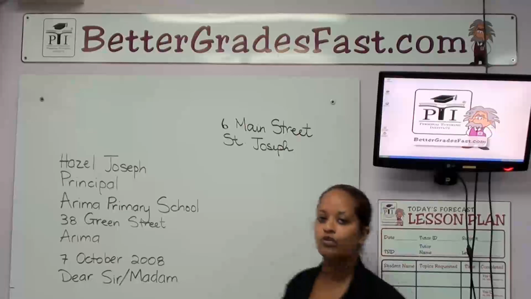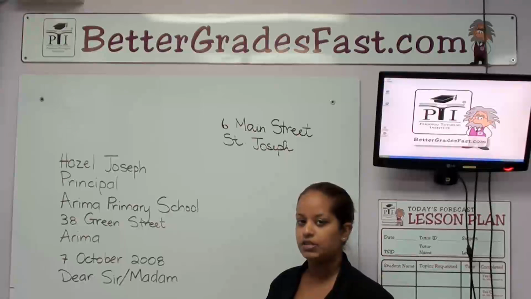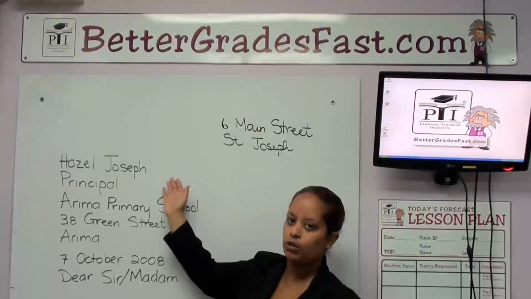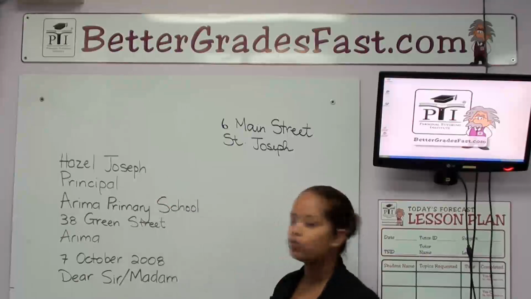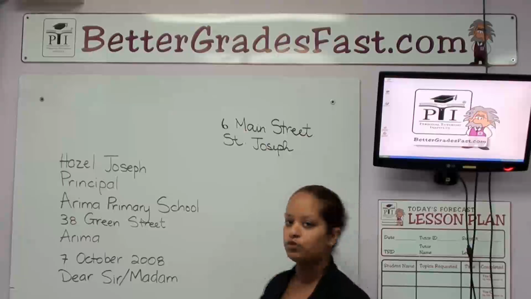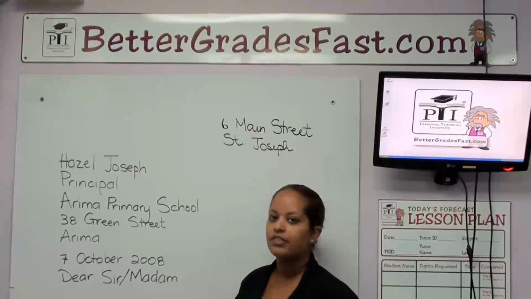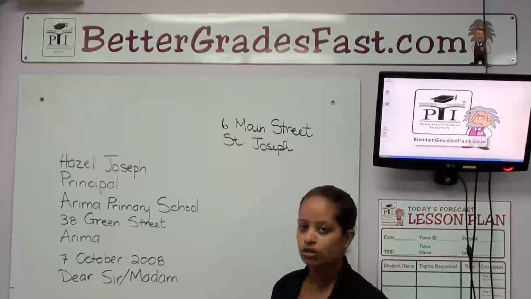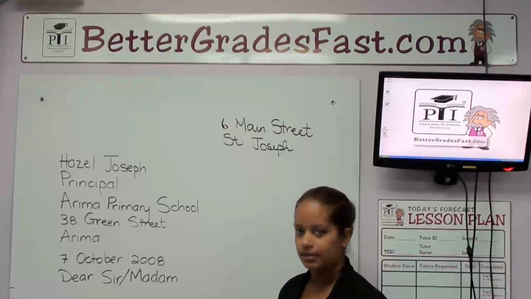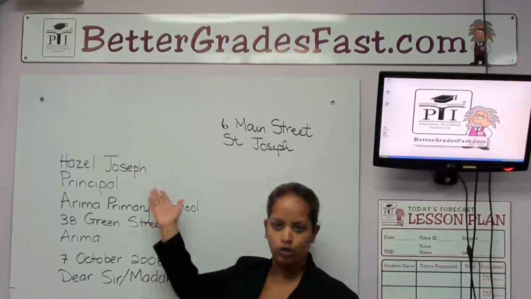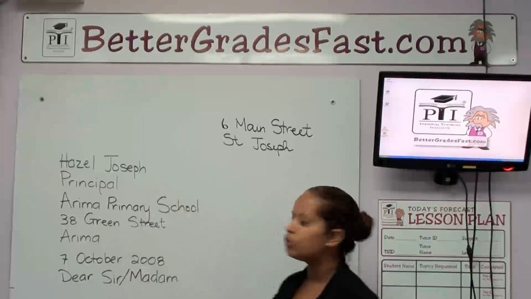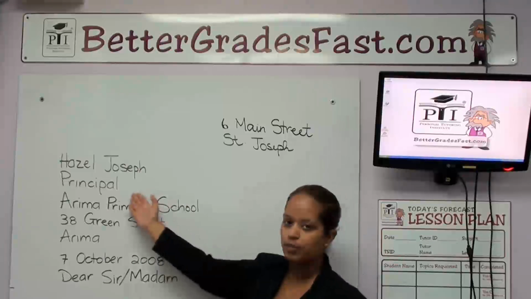You then go on to the recipient's address. The recipient is the person receiving the letter, the person you are sending it to. You first write his or her whole name. If you do not know their name, you simply have to put the person's title. Their title is their job title, meaning principal, teacher, president, etc. In this case, you know your principal's name, so you put her name, Hazel Joseph. You then go on to the title, principal.